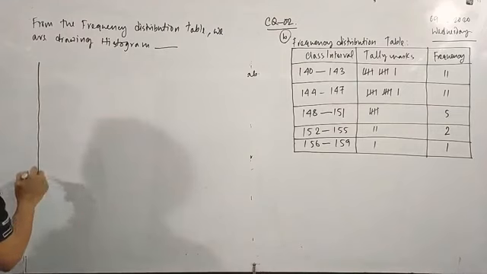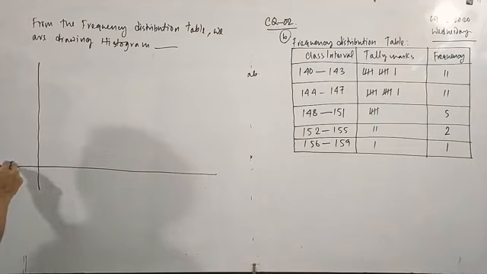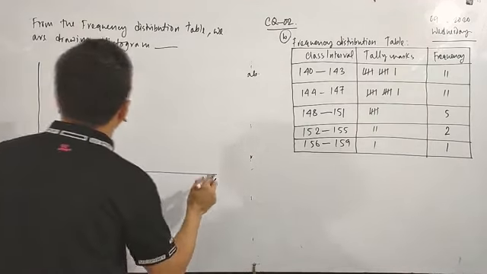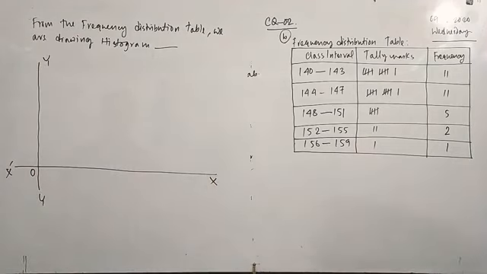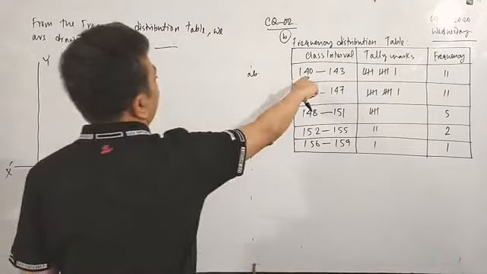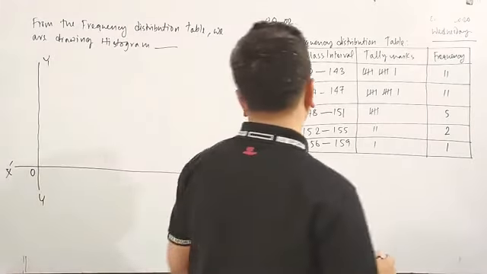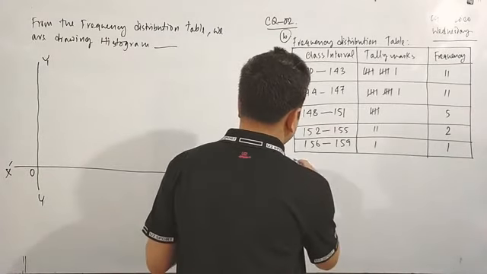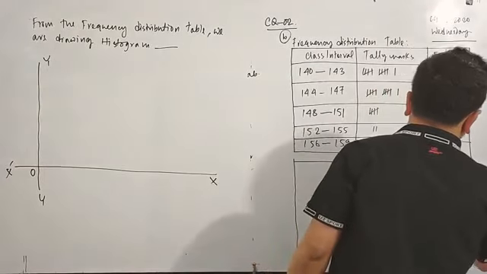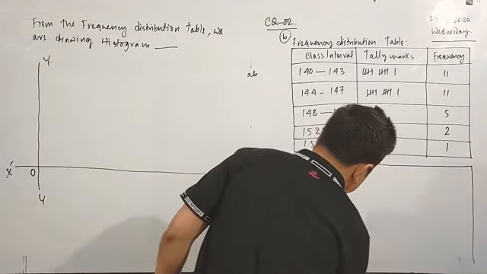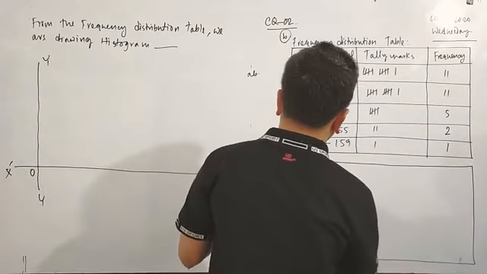So you can take axes here. This is the x-axis, x prime 0 x, and this one is y 0 y prime. And look at that, it started from 140. For a histogram we have to convert it to a continuous graph, so again we have to construct it. We are not writing the tally marks, we don't actually need them.